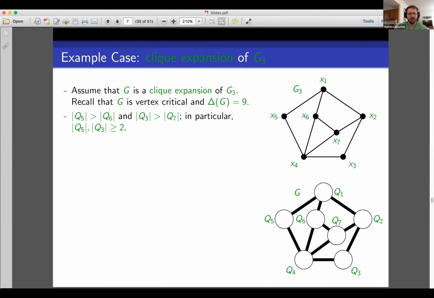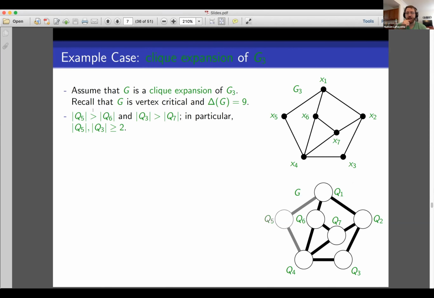So the first one is Q5 is strictly greater than Q6. It suffices to only prove that. If this is true, then by symmetry Q3 is strictly greater than Q7. The symmetry line, if you look at Q4, draw like a 45-degree angle going upwards. And that's the symmetry line. And then since each Qi is non-empty, Q6 and Q7 have at least 1 vertex. So in particular, this would prove that Q5 and Q3 have at least 2 vertices. So we just have to prove Q5 is strictly greater than Q6.